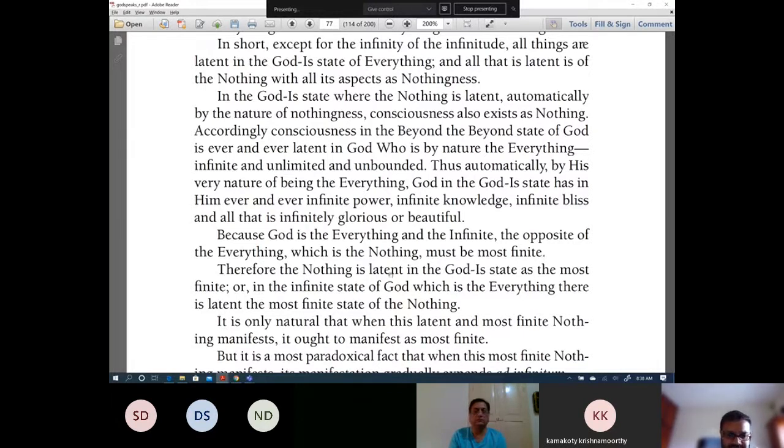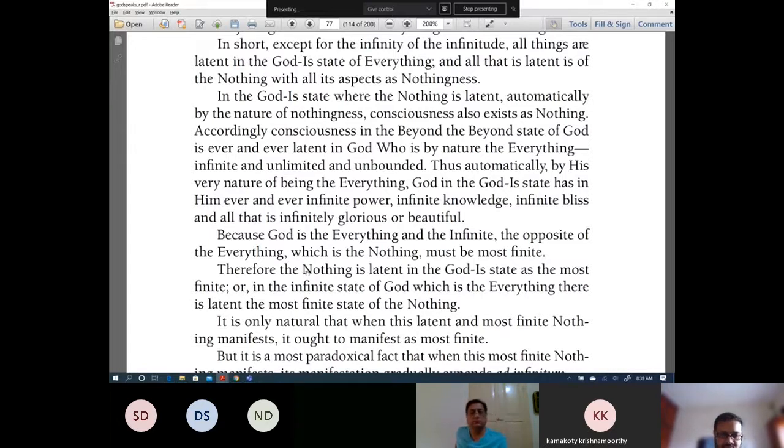Therefore, the nothing is latent in the God state as the most finite, or in the infinite state of God, which is the everything, there is latent the most finite state of the nothing.